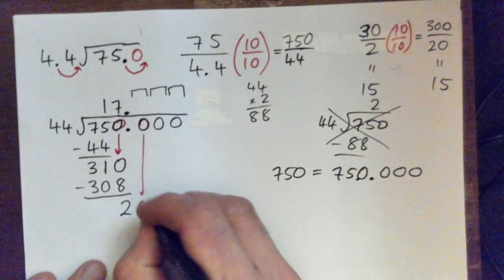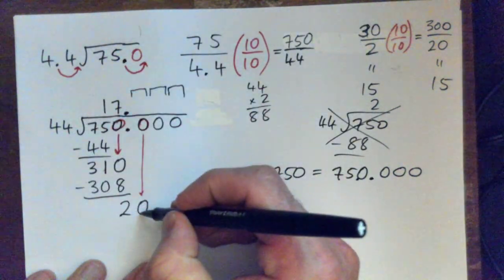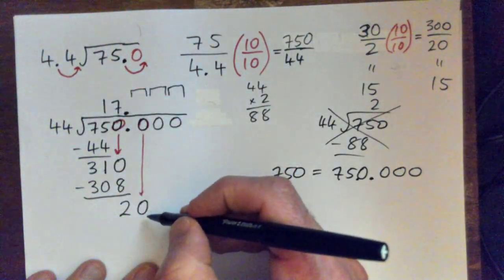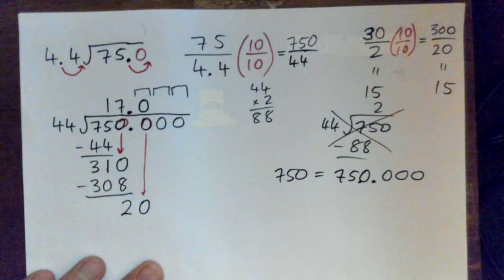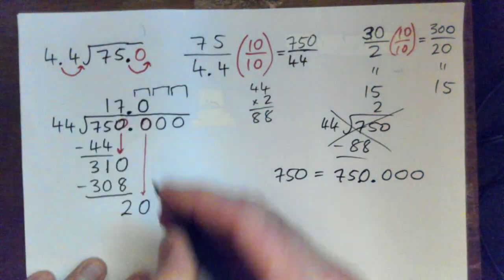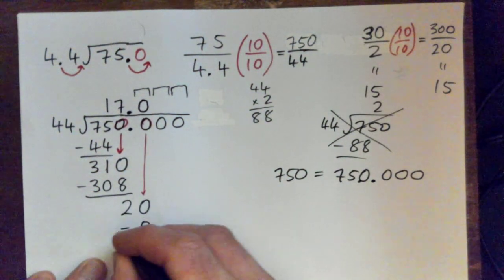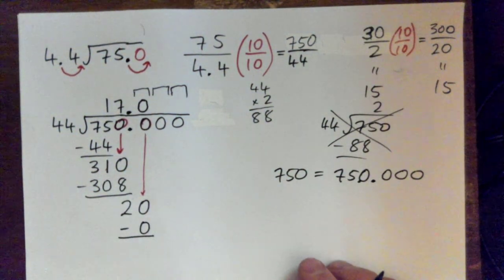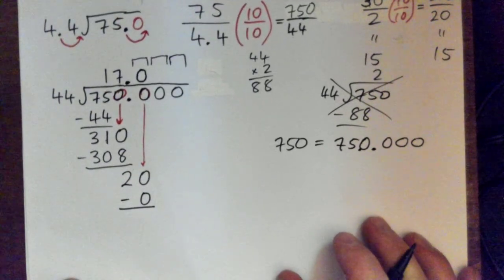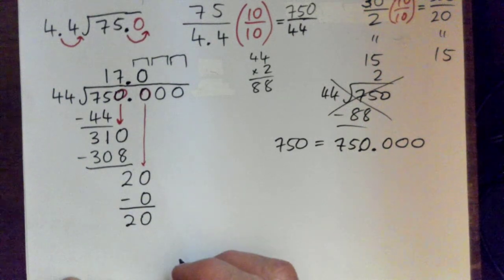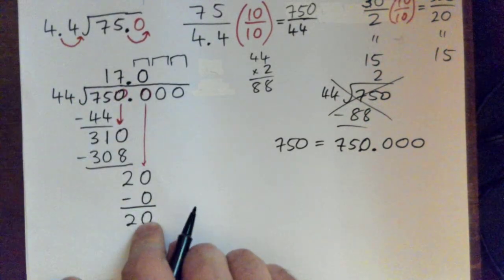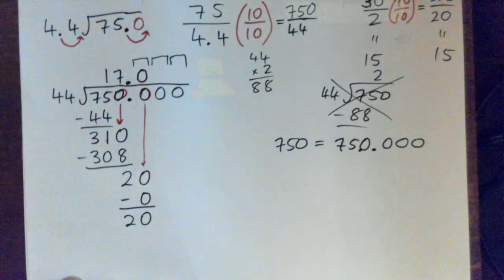So bring this 0 down, and now it's 44 into 20. Goes how many times? 0. And we actually put that 0 up there. Okay. When we go through the process, 0 times 44 is 0. Subtract that and see what you get. Lovely, yep. And now 44 should not go into that. It doesn't. That's good. Now what do we do?